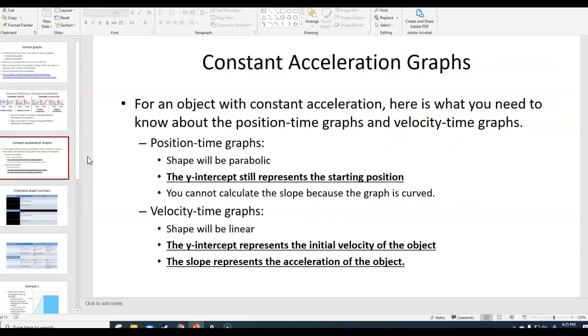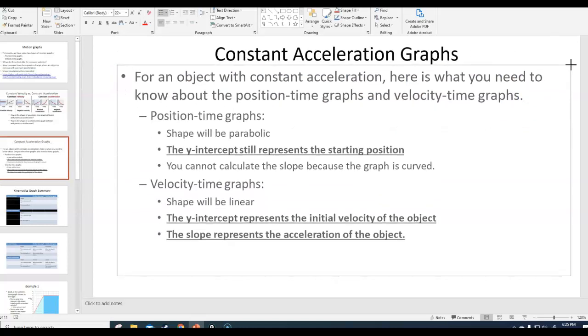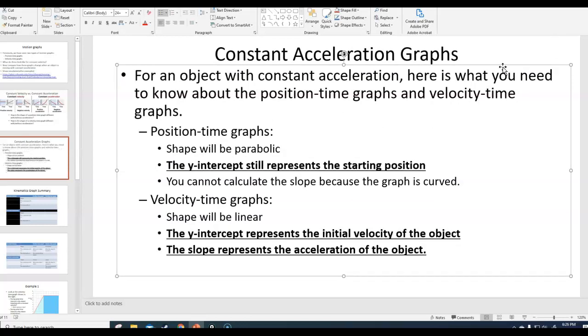Now you also need to know some other facts. Here's what you need to know about position time graph and velocity time graph for motion with constant acceleration. And again, I would recommend that you add this information to your notes. With an object that has constant acceleration, the position time graph is going to be a parabola. That's what this word parabolic means. That means the shape is a parabola. We saw that on the moving man simulation. The y-intercept still represents the starting position of the object. The slope does still represent velocity, but because the graph is curved, you can't actually calculate the slope on a position time graph. In order to do that, you would need calculus, which is more complicated math than you need to know for this class.